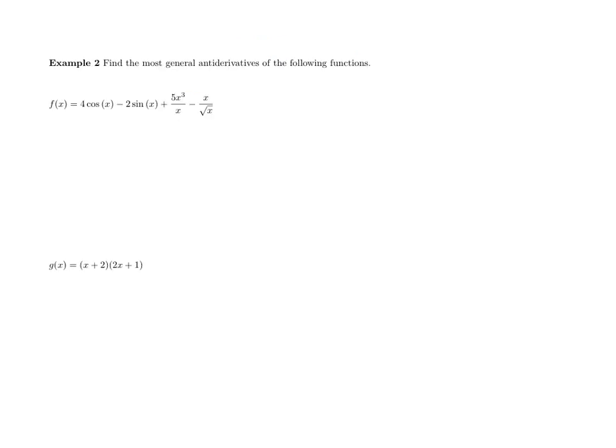In example 2, let's continue with finding the most general antiderivatives, but just for a couple of more complicated functions. Starting with this one, f of x, we have 4 separate parts to it. I know how to find the antiderivative of the first and second parts. What about these two fractions at the end? Here I have 5x cubed over x, and here I have x over the square root of x. For this fraction, for example, can I find the antiderivative of the top and divide it by the antiderivative of the bottom separately? And the answer to that is no.